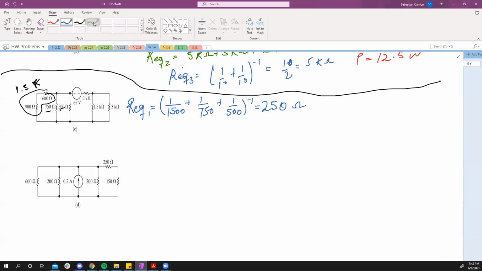And then I'm gonna do this equivalent. So the 1.5K with the 3K ohm resistors are in parallel, and the equivalent of these two is in series with this 2000 ohm resistor. So I'm gonna calculate. So we can do this instead. Actually, we can just do the math here.